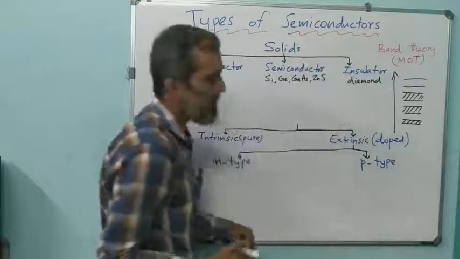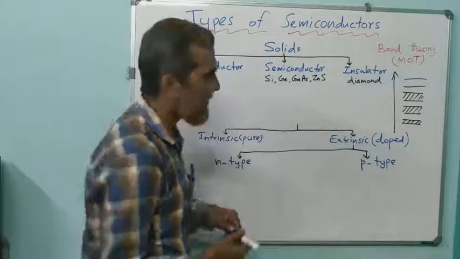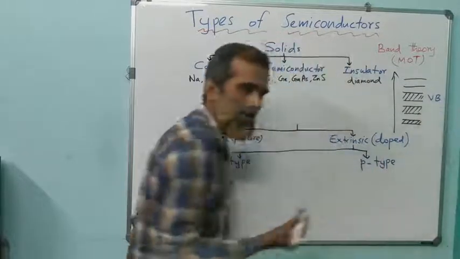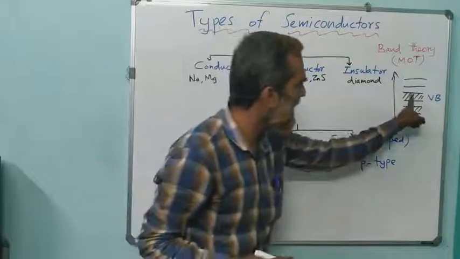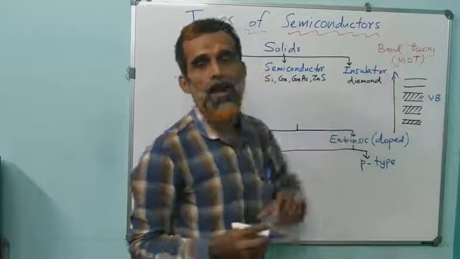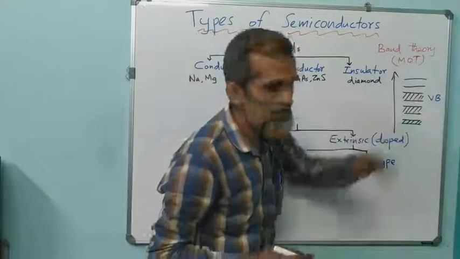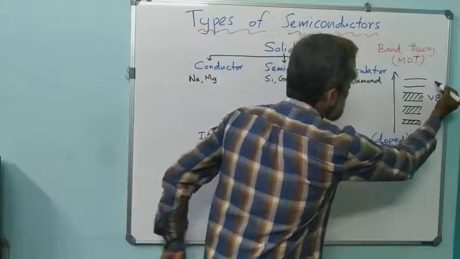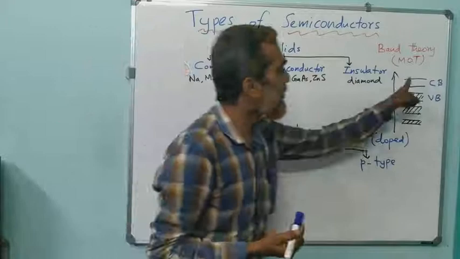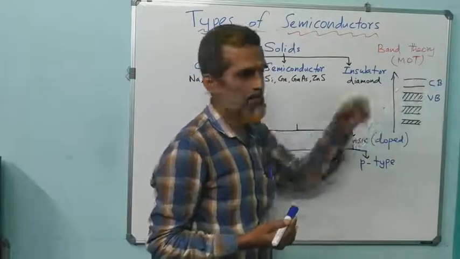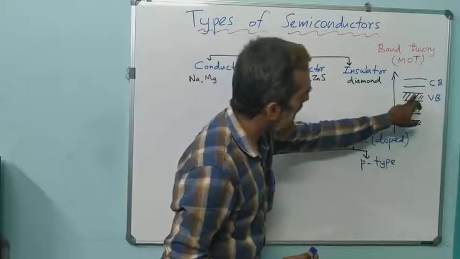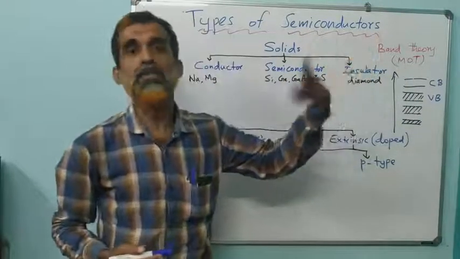We have a few important terms here. This is called valence band, VB. VB means valence band. What is valence band? The fully filled, highest occupied band is called valence band, and this is called conduction band. That is the lowest unoccupied band. That is called conduction band. Why do we call it like this? Because when electrons move from this valence band to the conduction band, it leads to conduction.